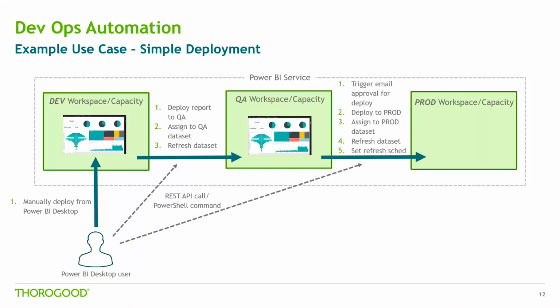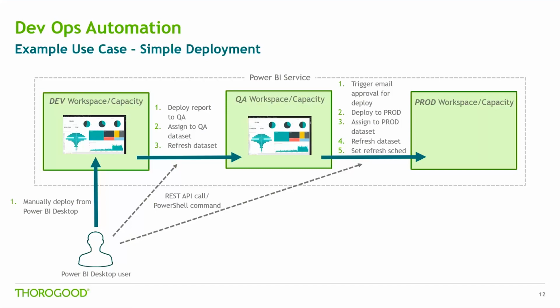So maybe we have some type of approval. Maybe it's an email. Maybe it's some type of standard ticket that needs to be generated and approved. Then we move the report to production. We assign to the appropriate data set. We refresh that data set just to validate, and then maybe we want to update the refresh schedule, or maybe we just need to set it all together.